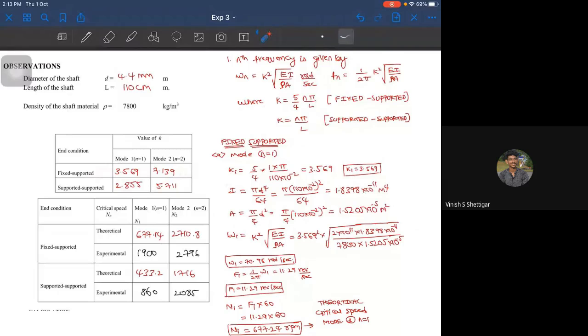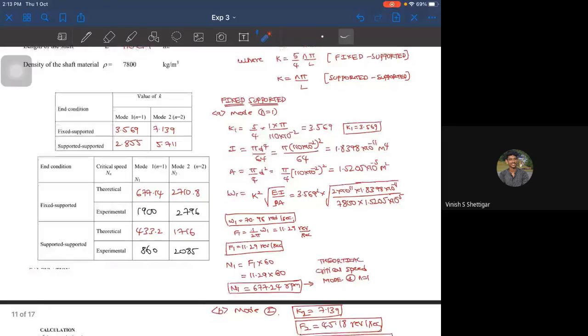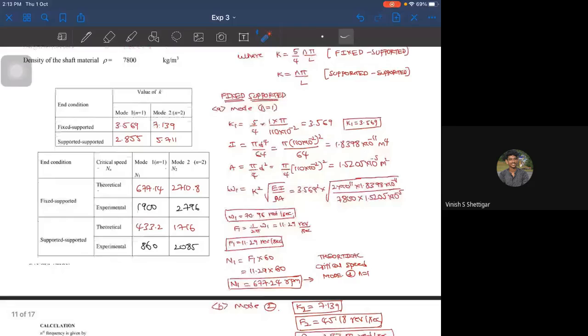Next, you have to calculate the critical speed. As indicated above, it is given by K squared into the square root of E into I divided by rho A. Substitute the required values and you will get the critical speed. This is the angular frequency. From the angular frequency, you have to extract the critical speed. How? Take the frequency and multiply it by 60, and you get the critical speed. Whatever you have calculated here is the theoretical one, so substitute it wherever it is in the table.